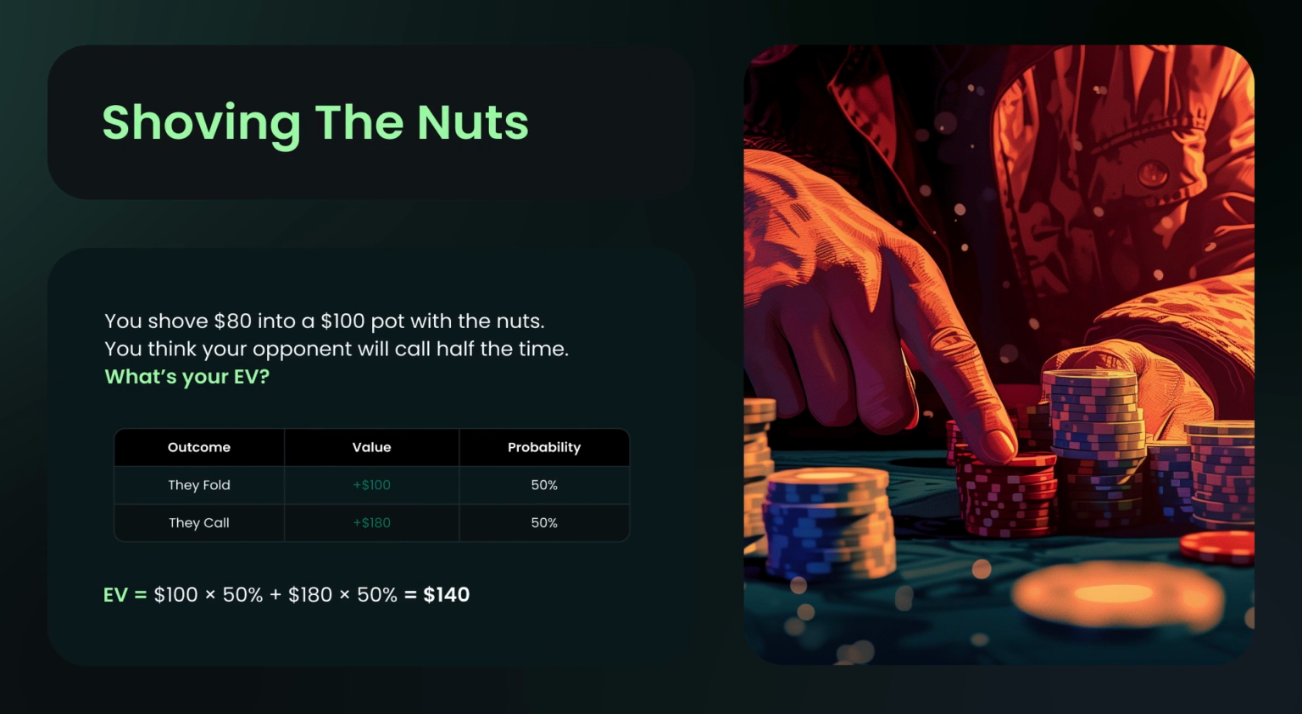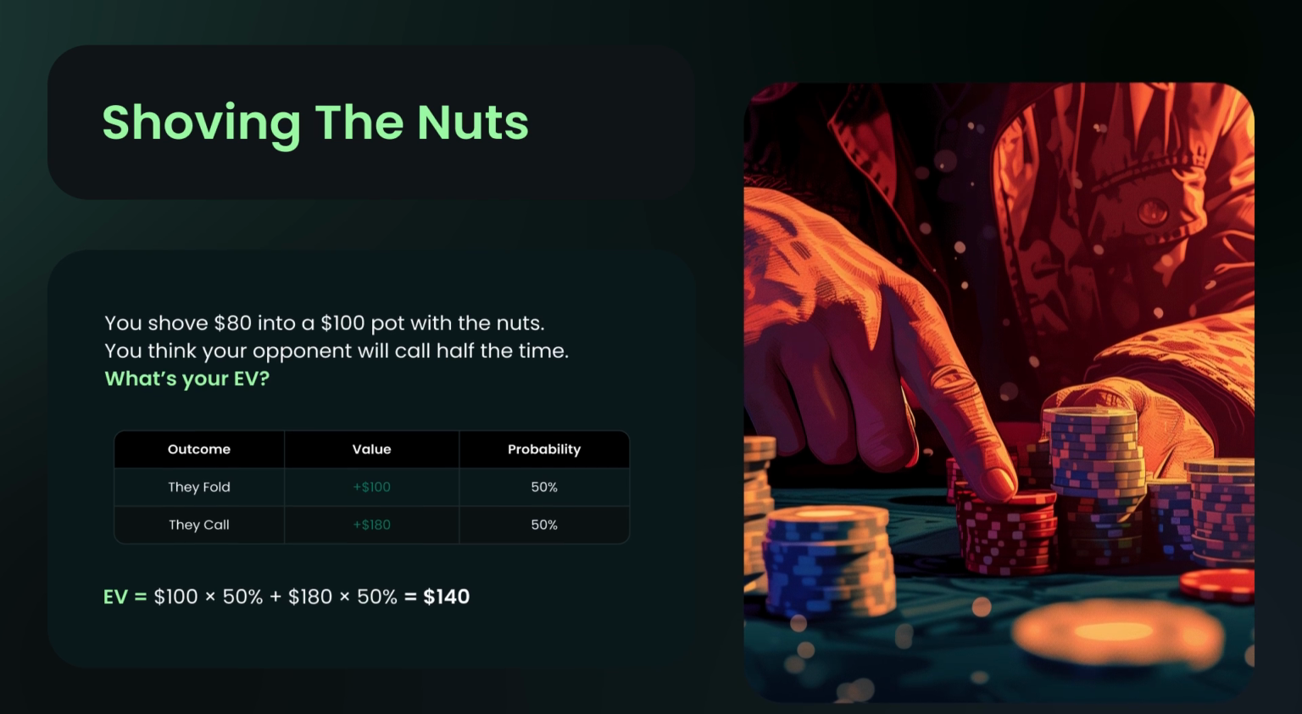All right, let's try a poker example now. You shove $80 into a $100 pot with the stone cold nuts, and you think your opponent will call half the time. What's your EV? Well, there's only 2 outcomes. Either they fold or call. If they fold, you win the $100 pot, and if they call, you also win their $80 call. So the value is 100 if they fold and 180 if they call. We multiply each of these by 50%, given we think they will fold and call half the time. Therefore, your total expected value is $140.